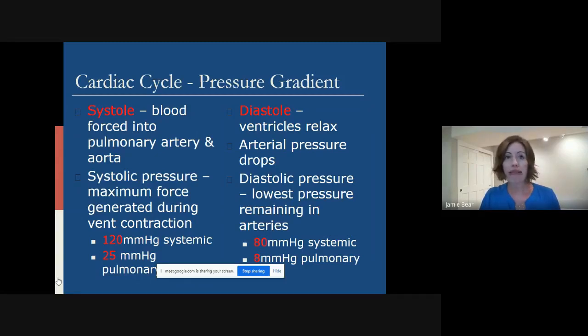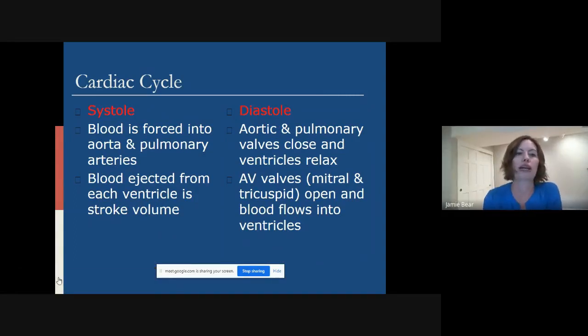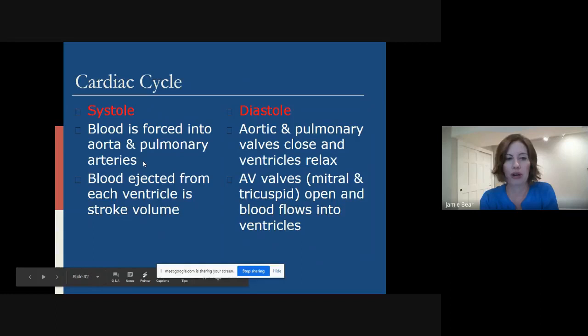And that's our baseline pressure. So both with systole and diastole, and peak pressure versus our baseline pressure, we spend about twice the amount of time in diastole and our end expiratory pressure versus our peak pressure or our systolic pressure. So once again, systole is when the blood is forced into the aorta and pulmonary arteries. Blood is then ejected from each ventricle, and that's called our stroke volume.